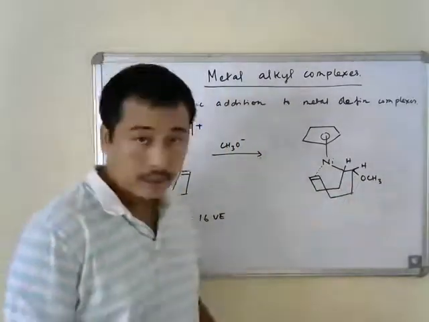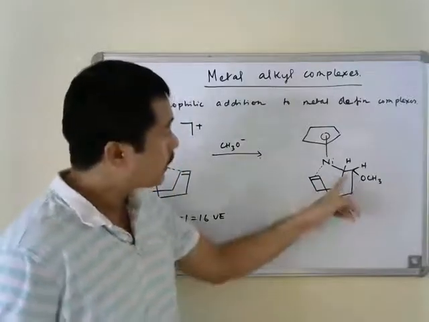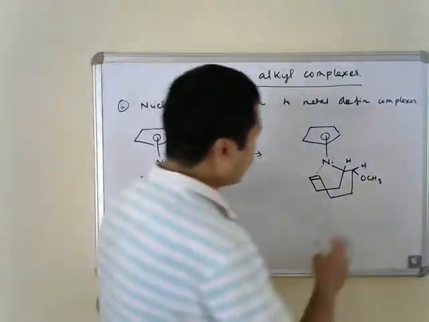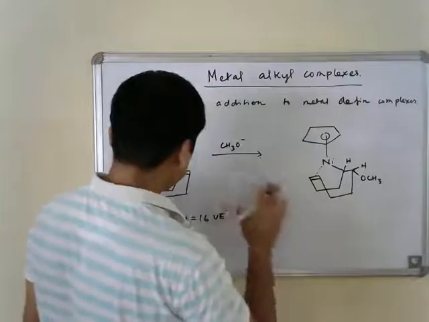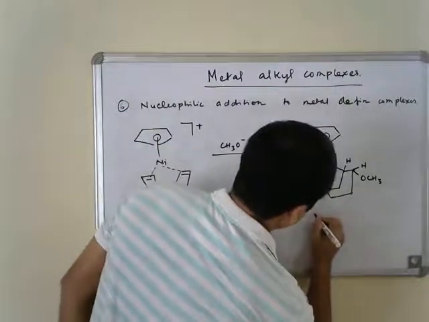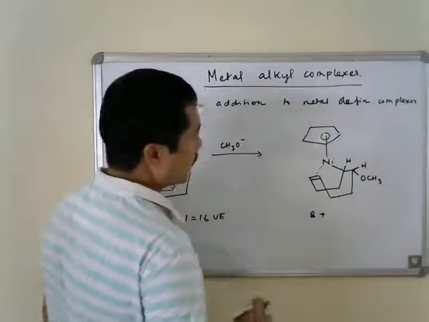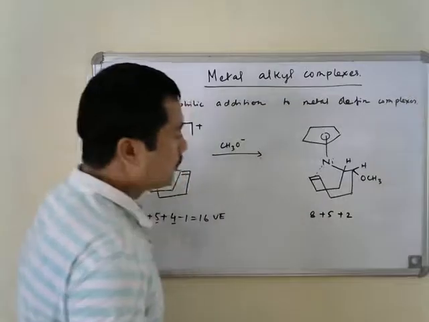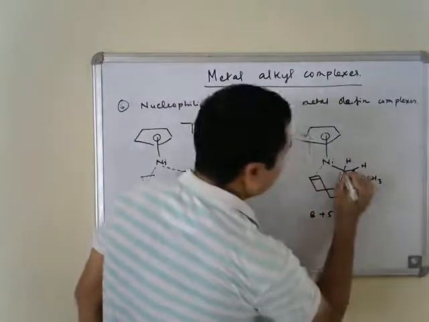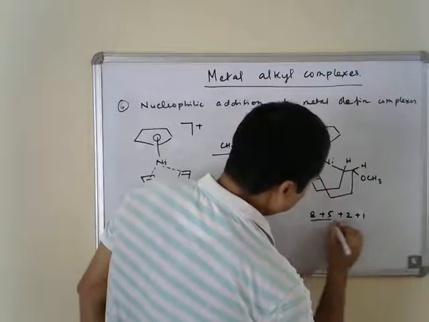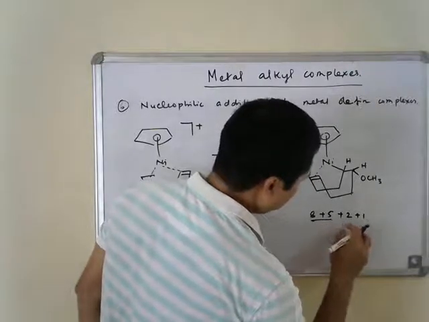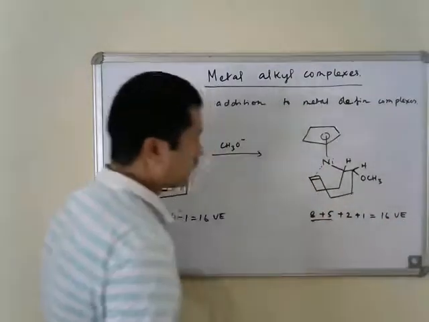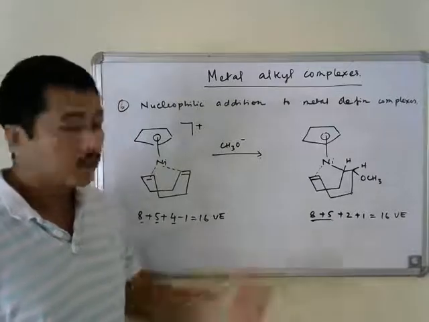So both the carbon atoms become sp3 instead of sp2 now, and one of the sp3 carbon atoms is now attached to the nickel center in this way. So now again the positive charge is gone, and again what you will find here is the number of electrons: 8 electrons from nickel, 5 electrons from the Cp ligand, 2 electrons from one of the olefins, and 1 electron from this alkyl group over here. This will be equal to 8 plus 5, 13, plus 2, 15, plus 1, equal to 16 valence electrons. So once again we end up with a 16 valence electron species in this way.